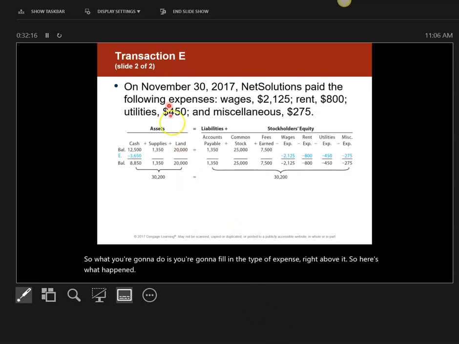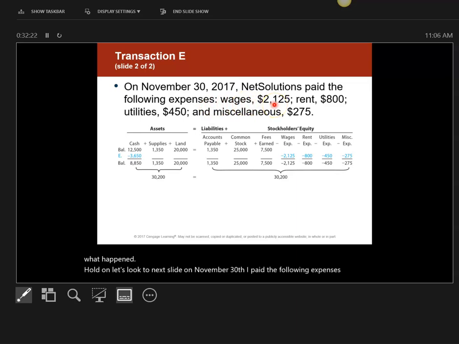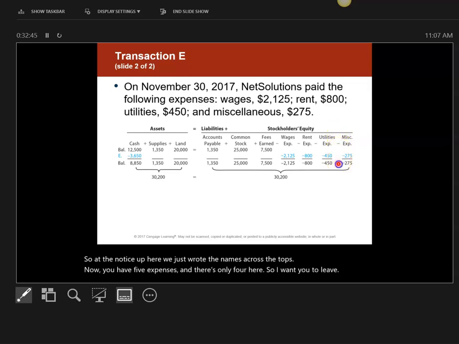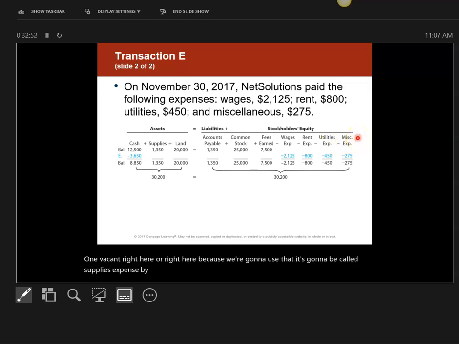Hold on, let's move to the next slide. On November 30th, I paid the following expenses. I paid wage expense for $21.25. I paid $800 for rent. I paid $450 for utilities and $275 for miscellaneous. So at the top, notice we just wrote the names across the tops. Now you have 5 expenses and there's only 4 here. So I want you to leave one vacant right here or right here because we're going to use that. It's going to be called supplies expense. By the way, miscellaneous is always last.